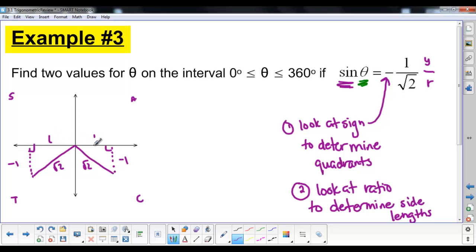So I know that those missing sides are going to be 1, and I also know that the missing angles, the related acute angles, are going to be 45 degrees based on the special triangles. Okay, so now that I've determined what these related acute angles are, I can determine the two values for theta. So what we've really done here is we've created two terminal arms.